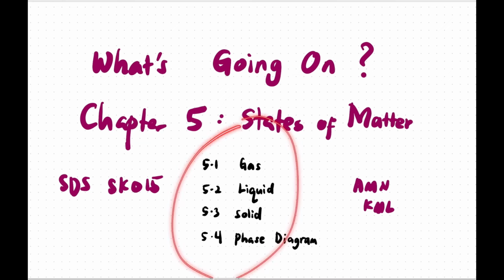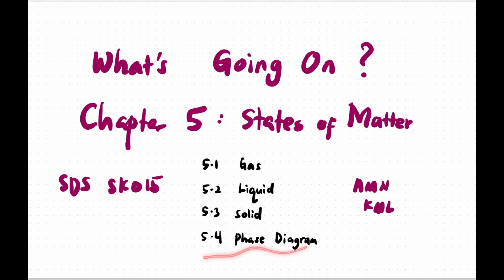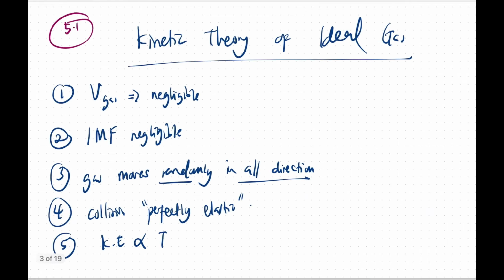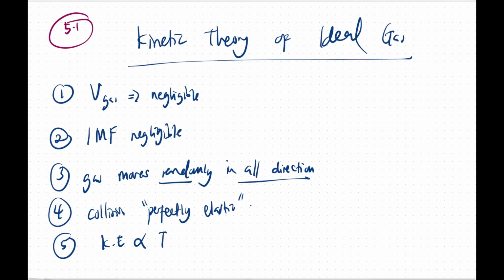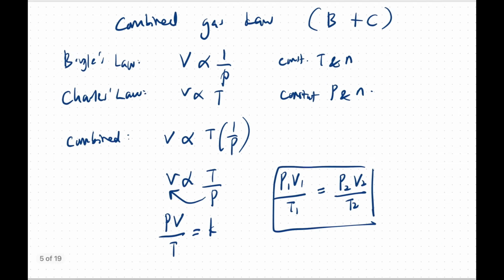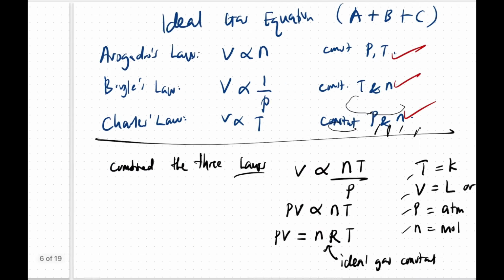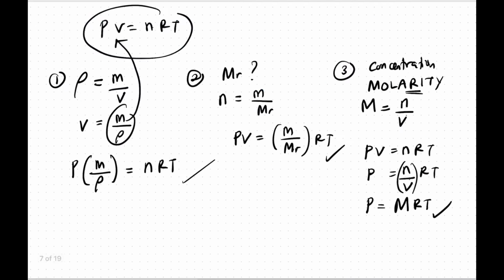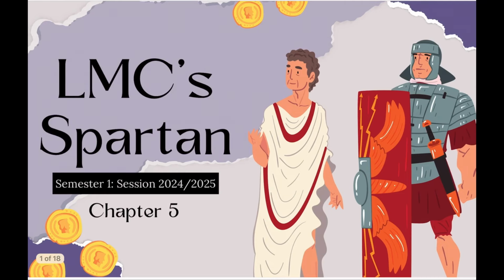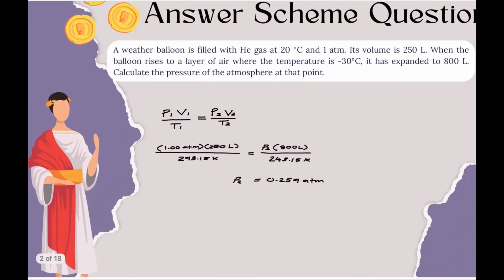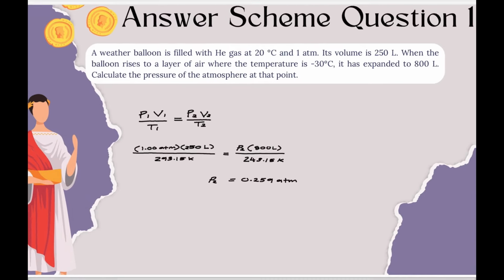There are 4 subtopics here. 5.1 is talking about gas, 5.2 is liquid, 5.3 is solid, and 5.4 is phase diagram. And what's important is you have to know about the gas laws, the kinetic theory behind the gas laws. After that, you have to know how to apply all the gas laws, and you can also watch the video for further explanation. But for this particular video, we have some questions to discuss. So let's go straight in.